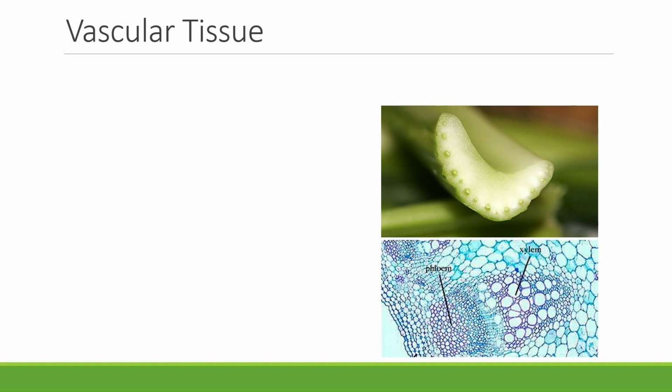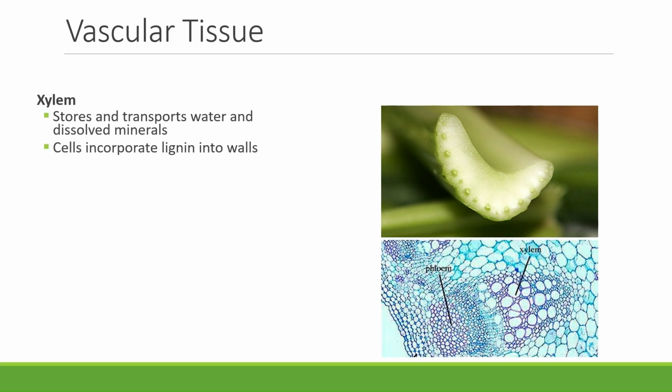Stems contain two specialized conducting tissues that move resources through the entire plant body. Xylem stores and transports water along with dissolved minerals from the roots up to the leaves and growing tips. Its cells have walls that are strengthened with lignin, so the tissue can withstand the tension created when water is pulled upward within them.